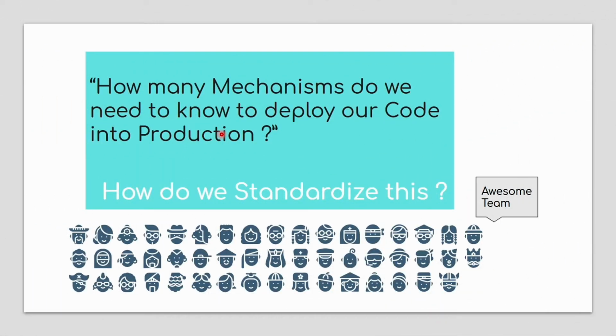What mechanisms do we need to know to deploy our code into production? That is the effective question that I always ask. There could be different teams in your company, probably multiple, or it could be one if you're in a startup. The second question is, once we have defined them, and there could be multiple, which we'll see in the next few slides, how do we standardize them?